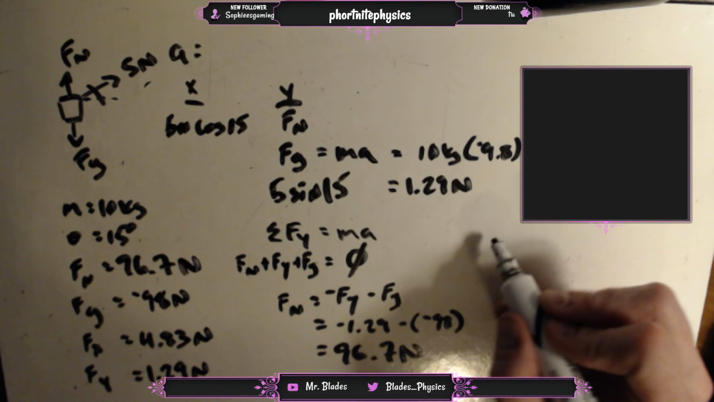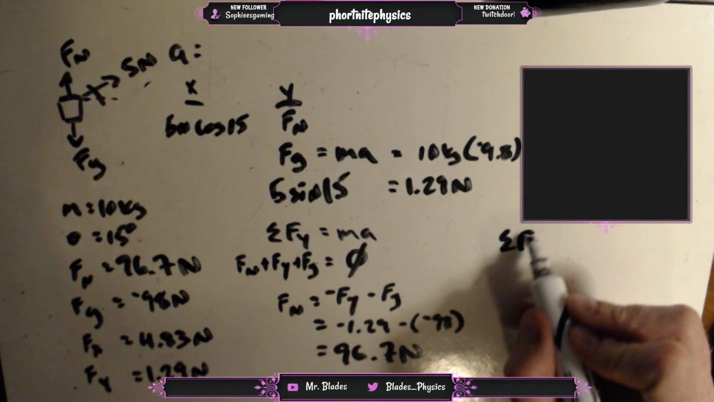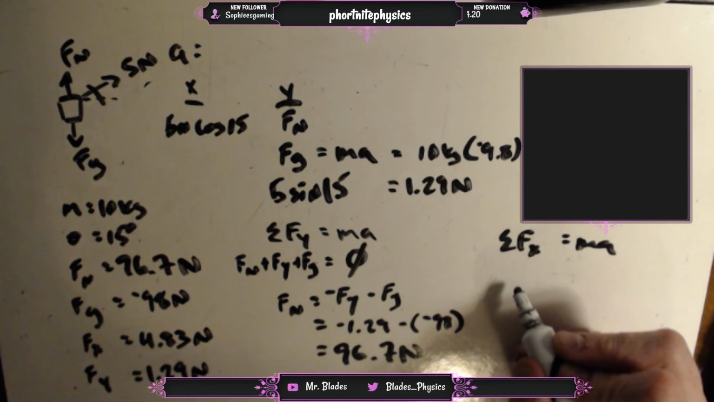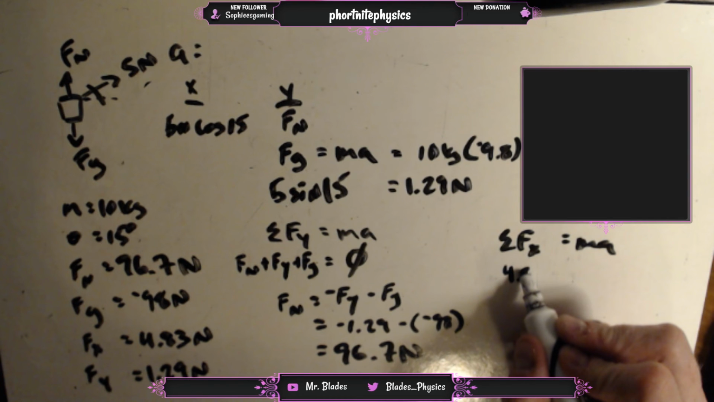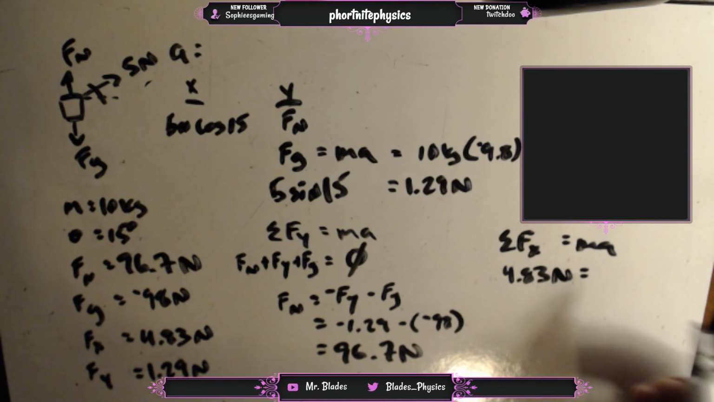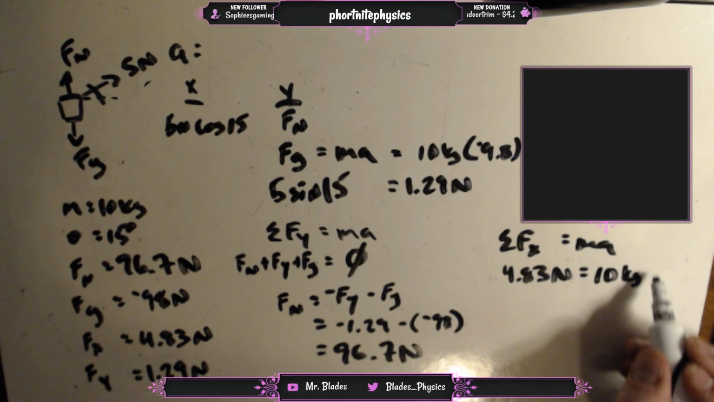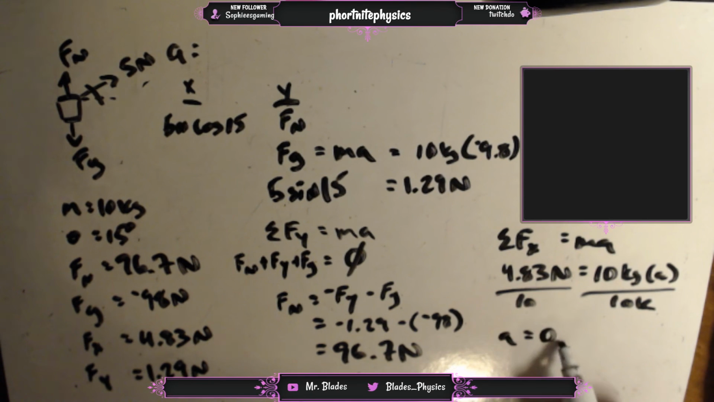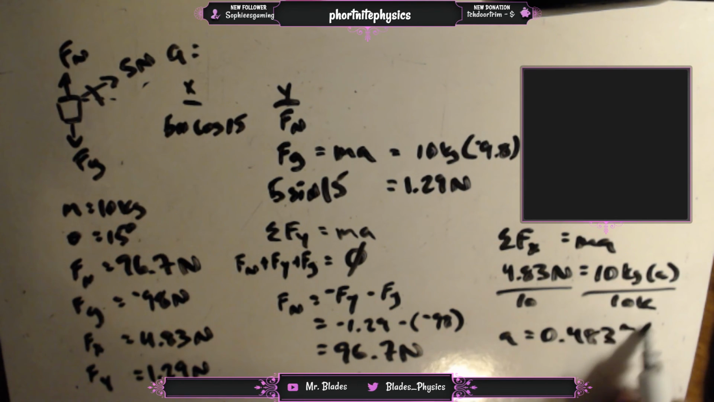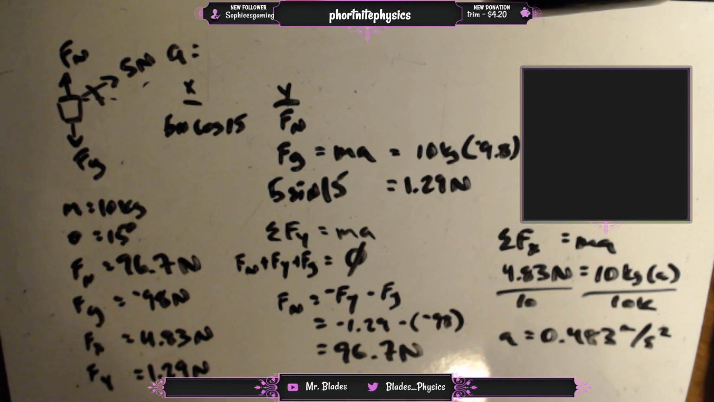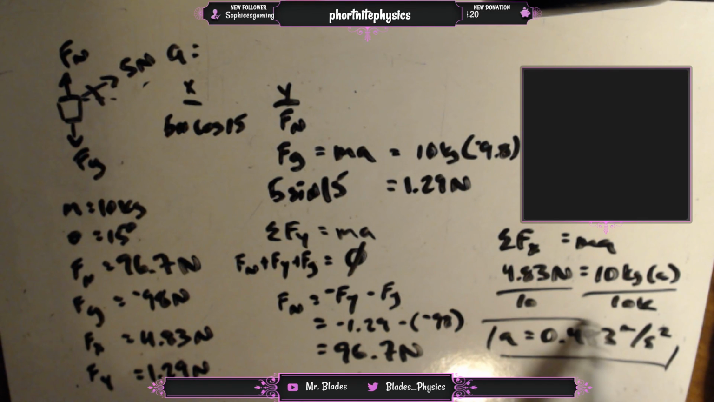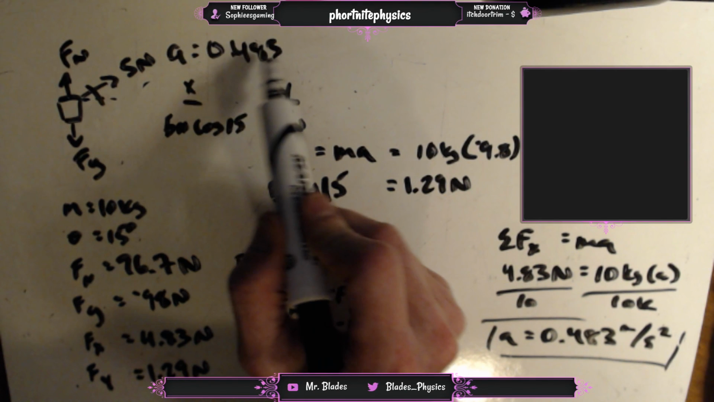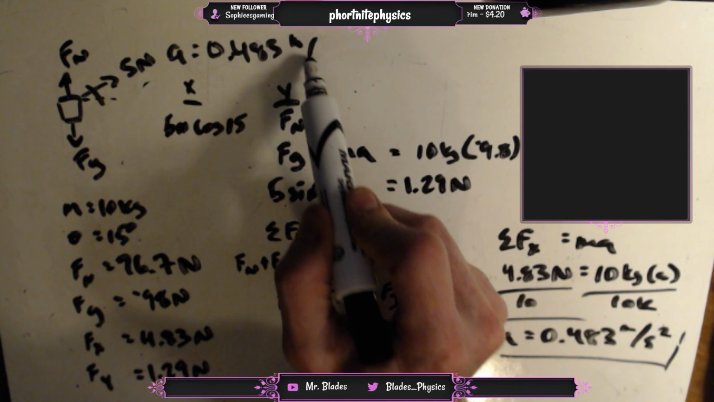And then lastly, super easy, our forces in x are equal to our mass times our acceleration in x. And again, we only have the one, which is 4.83 newtons, equals our mass of 10 kilograms multiplied by our acceleration. Divide both sides by 10, and we end up with an acceleration of 0.483 meters per second squared. Boom, there we go. Excellent.